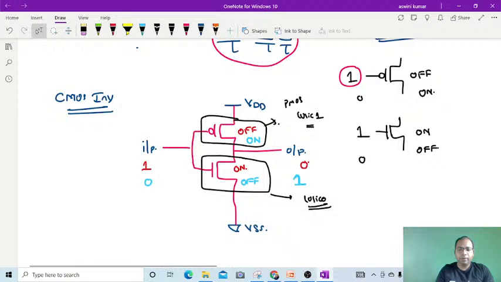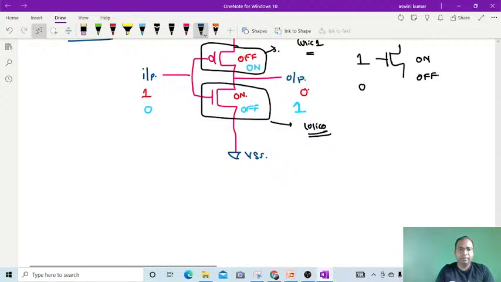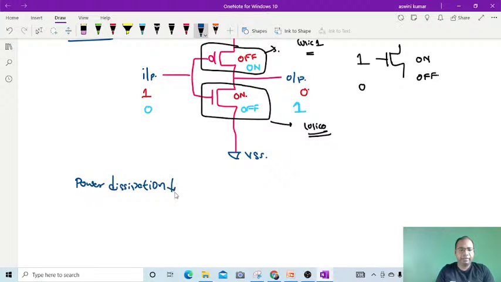So in the CMOS, the power dissipation will be less, and the noise margin is also less. And coming to the voltage swing, it will be more. Okay, so these are all the advantages of the CMOS inverter.